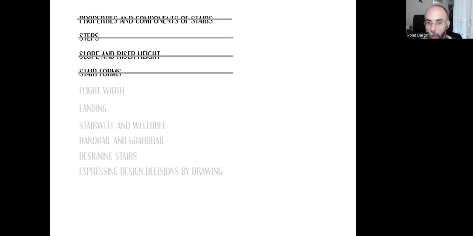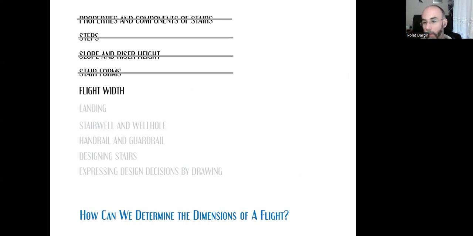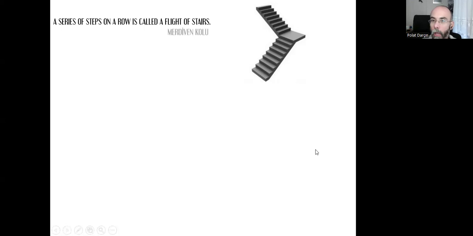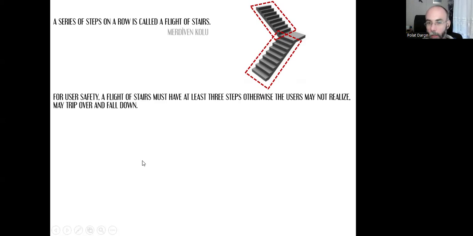These are the shapes. Let's take a look at the dimensions of the flight. How can we determine these dimensions? A series of steps in a row is called a flight of stairs. We know that. So merdiven kolu in Turkish. Here, this is one flight. That's another flight. So we have two flights of stairs with a corner landing in this example.